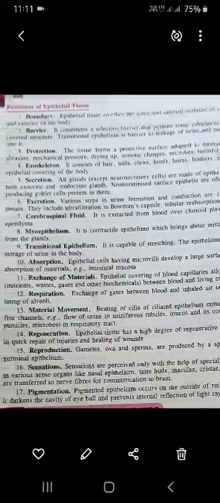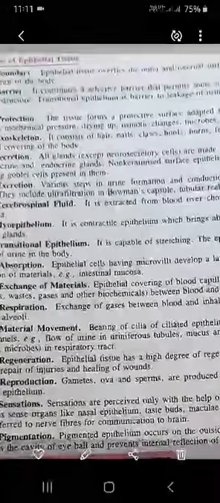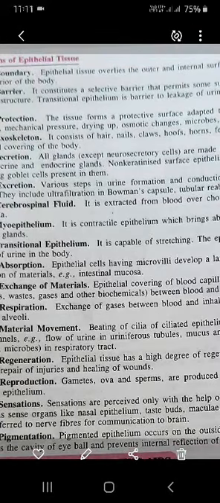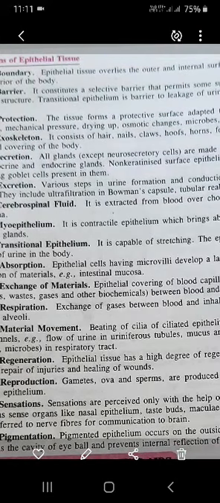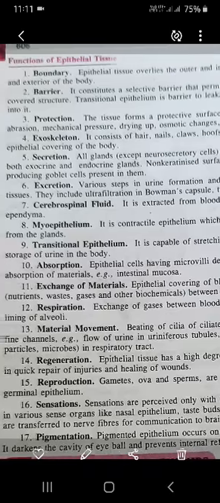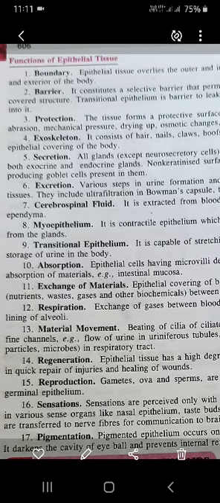Epithelial tissue overlies the outer and internal surface of various organs, cavities and the exterior of the body. यानी जो epithelial tissue है ये as a boundary act करता है. It overlies outer and internal surface of various organs, cavities and exterior of the body. Number second, it acts as a barrier.